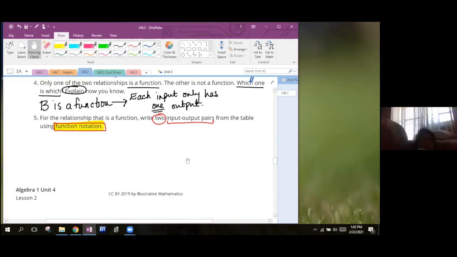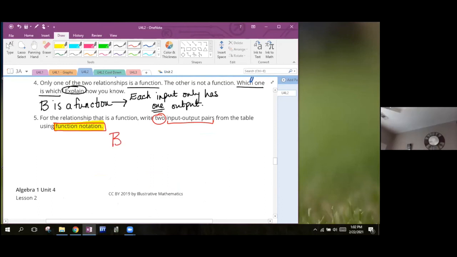Will you do one with us first? Yes. Okay, so first things first. We have to name the function. What is the name of the one that we already said is a function? B. B. Okay, done. All right, then we have the parentheses.